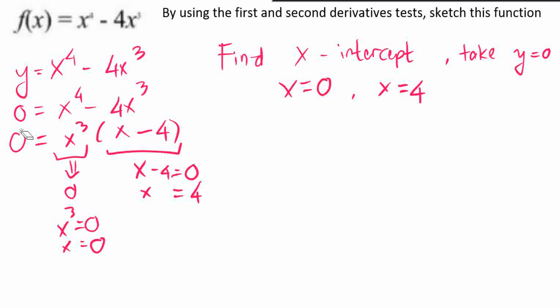To obtain 0 here, either x cubed equals 0 or x minus 4 equals 0. If x cubed equals 0, then x equals 0. If x minus 4 equals 0, then x equals 4. Now our x-intercepts are x equals 0 and x equals 4. This is where the graph will cut the x-axis, at x equals 0 and x equals 4.